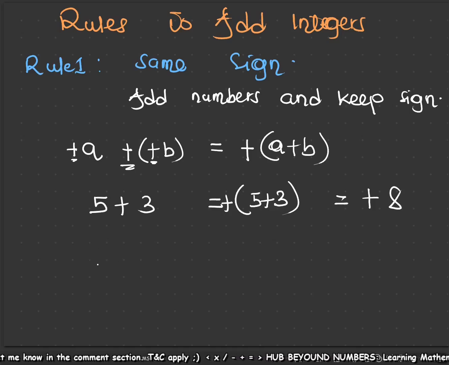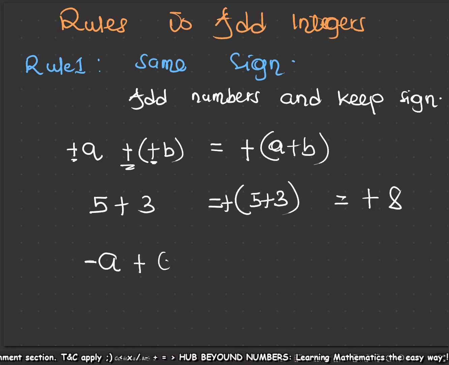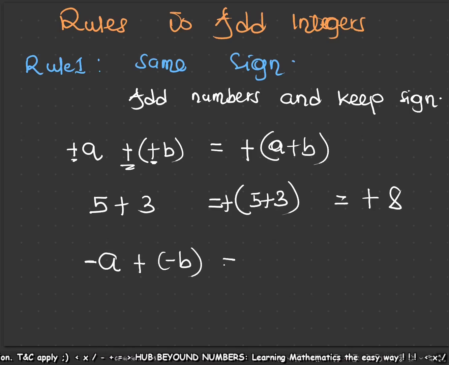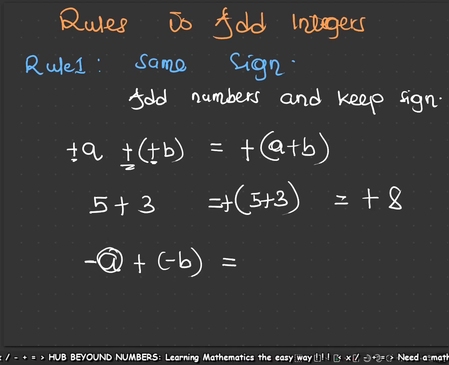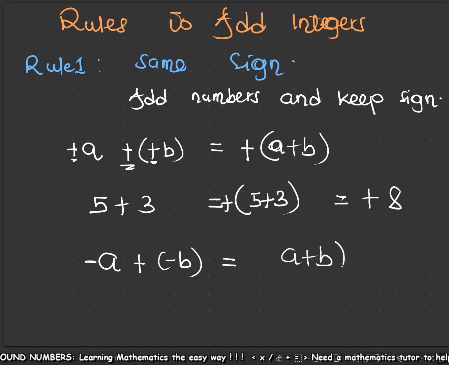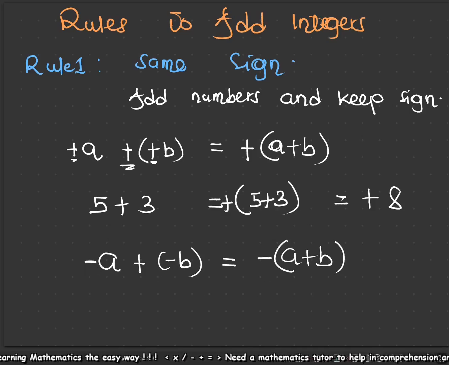The same applies when you are working with negatives. When you have a negative A plus a negative B, all we are saying is let's add the numbers, just the numbers A and B, so A plus B, and then let's keep the sign. Since the signs are the same, let's keep them. You get it? This is when we want to add integers of the same signs.